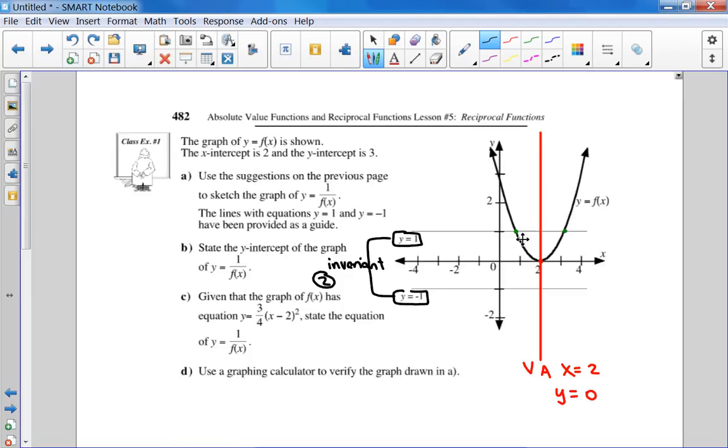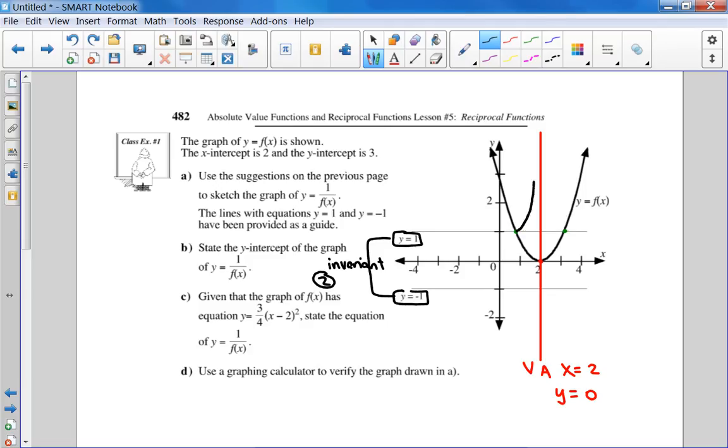So let's take a look at this interval here between 1 and 2. What's happening in this interval? The original function is decreasing here. So what should the reciprocal do? Increase. And you can always start at the invariant because you know that point's on the graph.